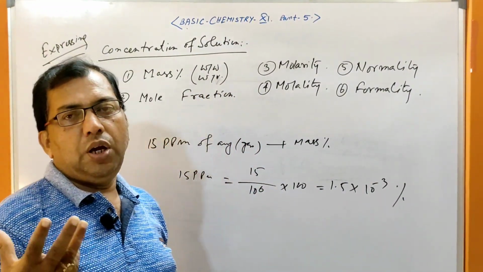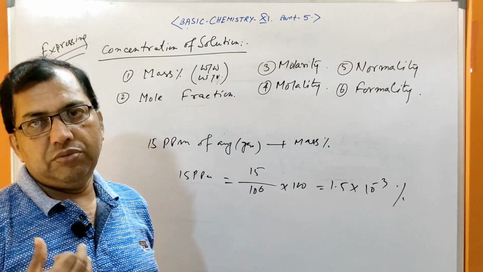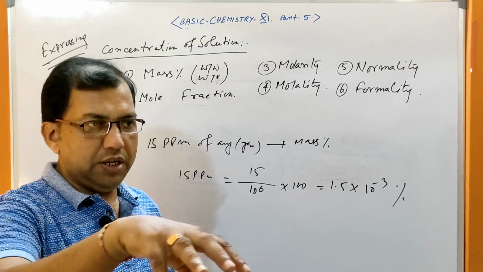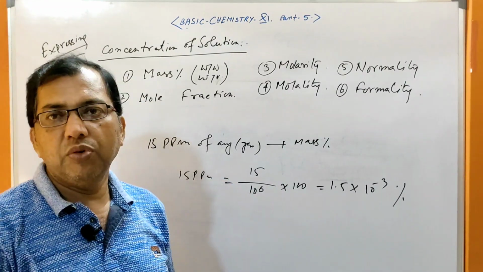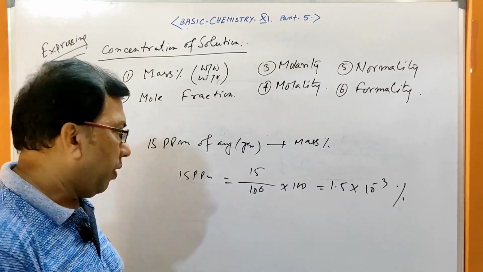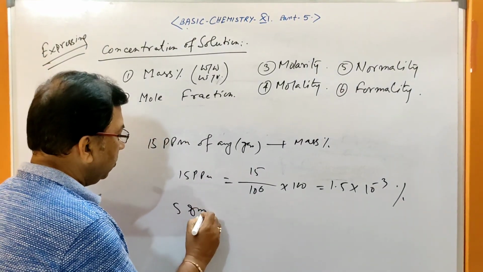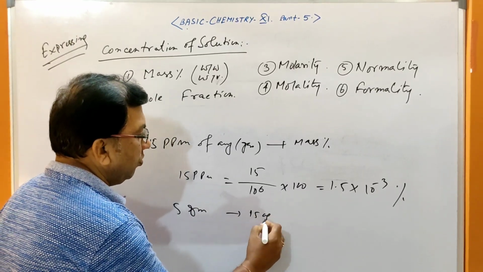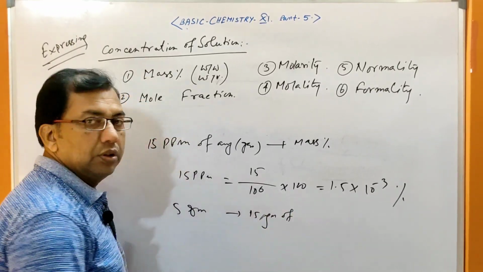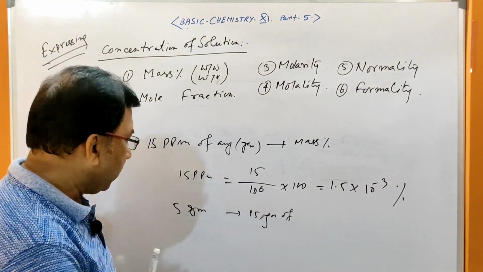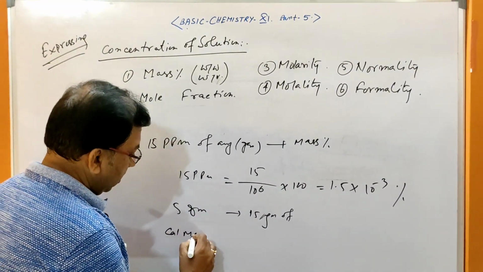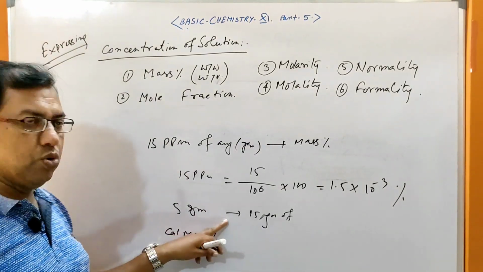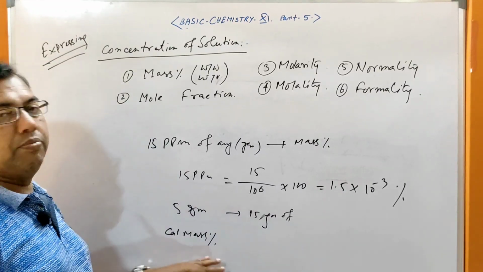suppose 5 gram of any substance is added to 15 gram of water, or any solvent. Calculate the mass percentage. 5 gram of substance added to 15 gram of water, you have to find out the mass percentage.